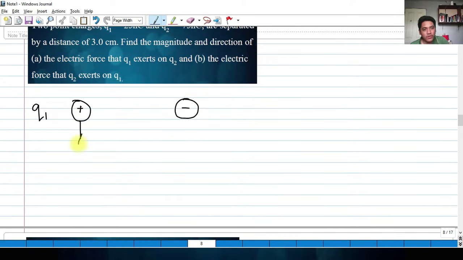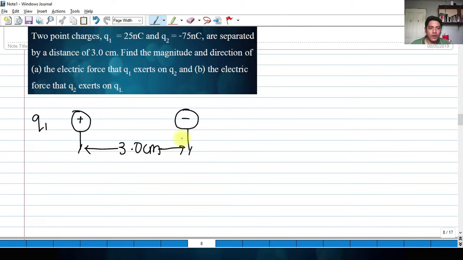So the sign of the charges is important. Okay? And these two are separated, again, the problem says, by 3 centimeters. So, find the magnitude and direction of the electric force that Q1 exerts on Q2. This is Q sub 2, charge 2. So, letter A, find the electric force that Q1 exerts on Q2.